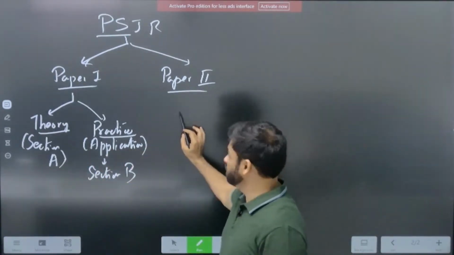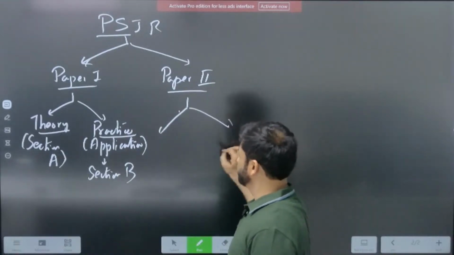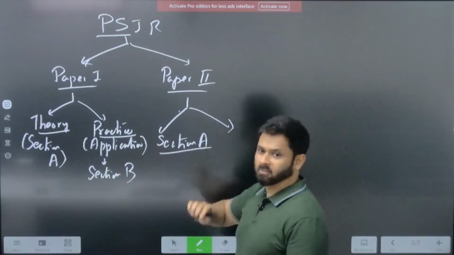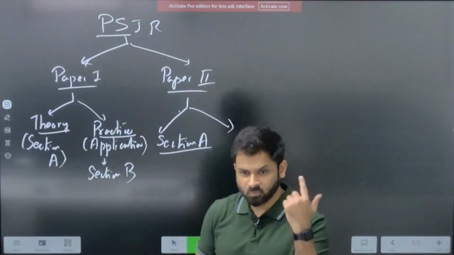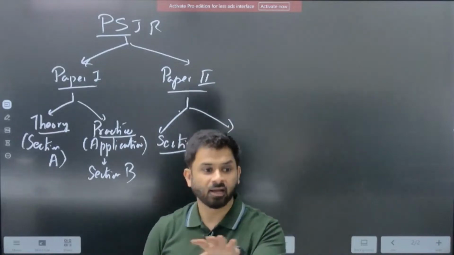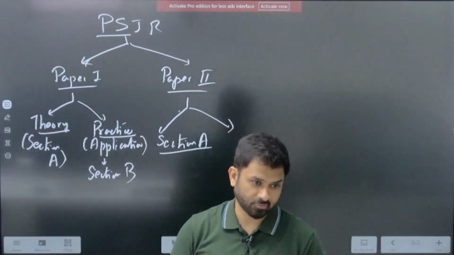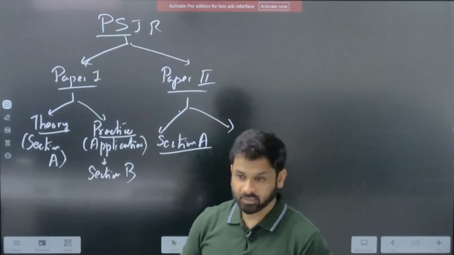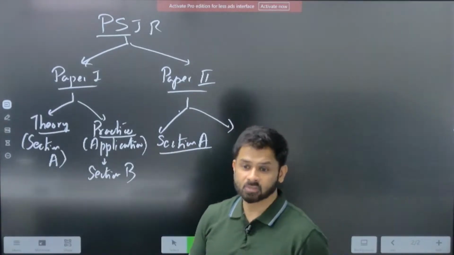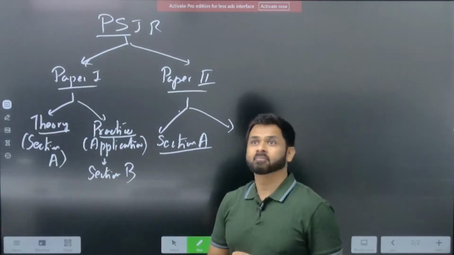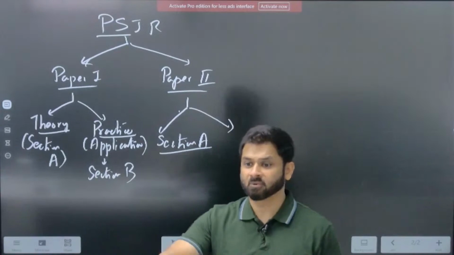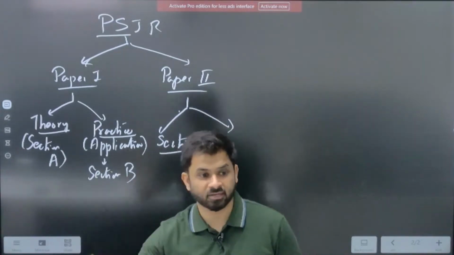In paper 2, what do we have? In paper 2 we have section A. Why am I telling you this? Because when you look at the syllabus, please identify what areas are theoretical and what areas are applied areas. What is section A of paper 2 called? It is called comparative politics, right? Comparative approach, and then it is applied also in international politics.